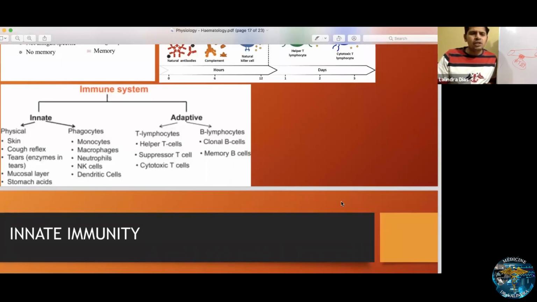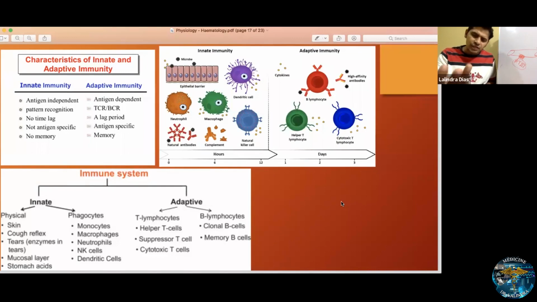So innate immunity, the physical ones I told you: skin, mucous membranes, cough reflex, all that. Then the phagocytic ones, there are few cells involved in phagocytosis. I told you already. What are they? Neutrophils are there, macrophages are there. Then your dendritic cell is there, and the natural killer cells are there. These can come up in your MCQ paper. That's why I'm telling these things.